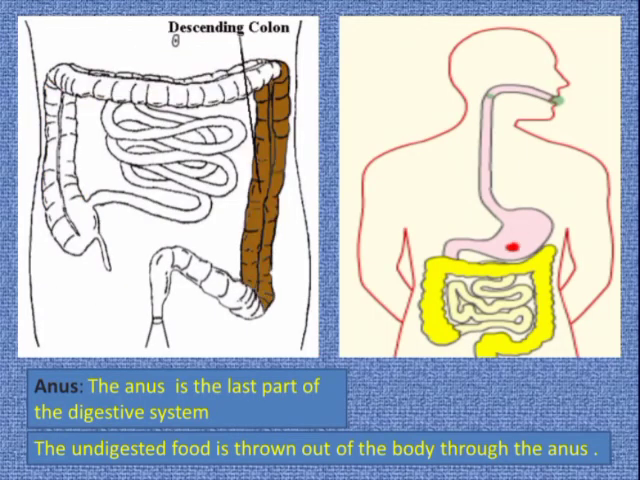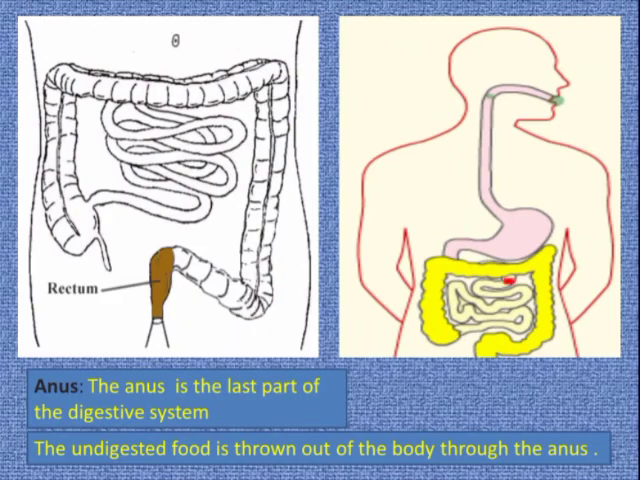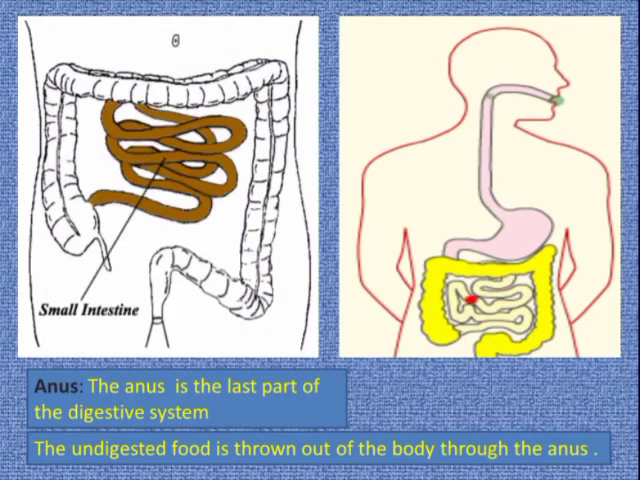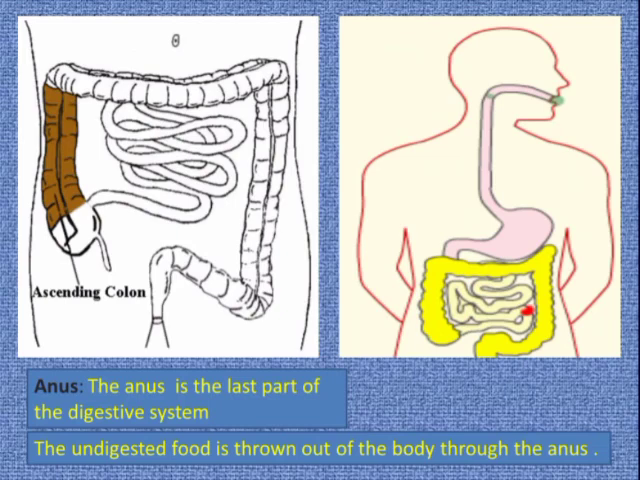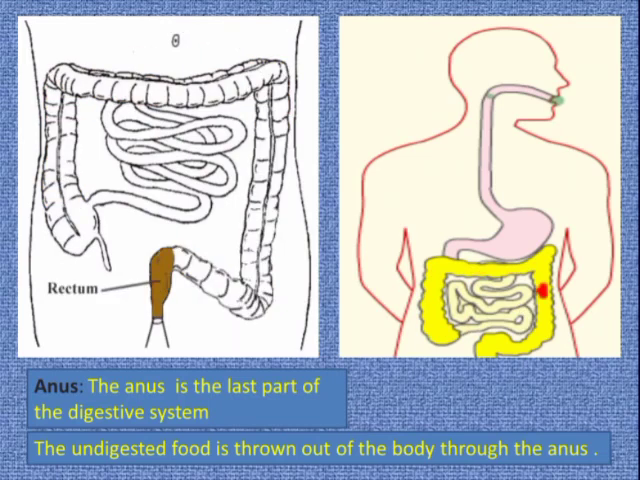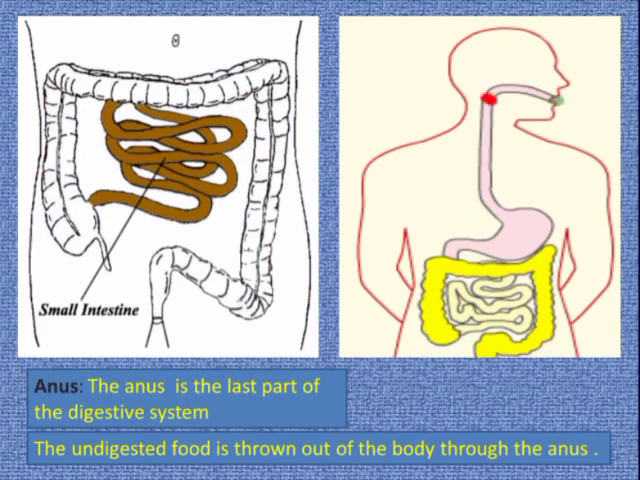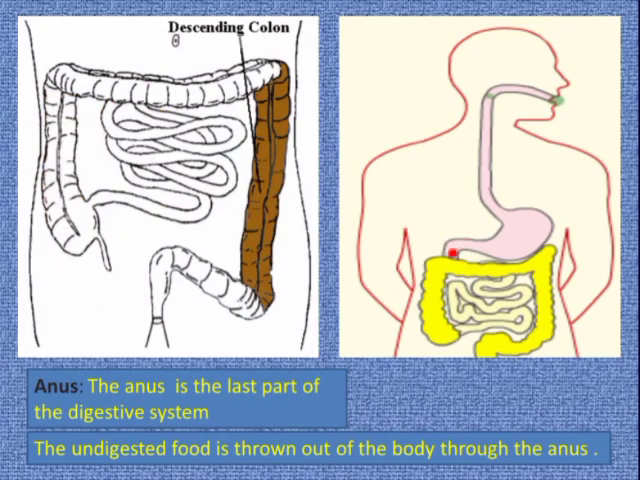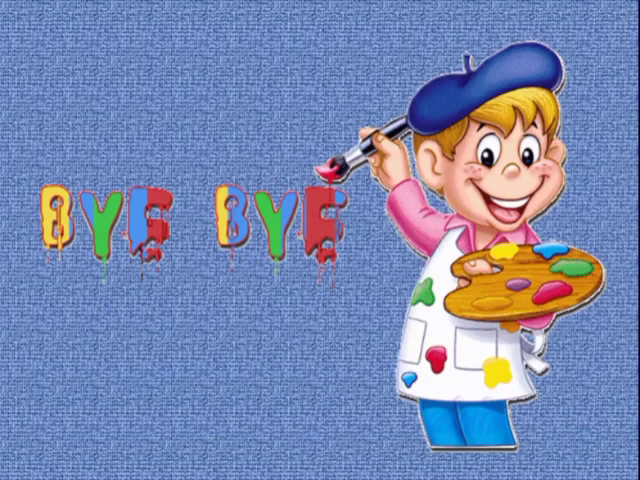Now, dear students, undigested waste is passed out of the body through the anus. The anus is the last part of the digestive system. The undigested food is thrown out of the body through the anus. Here you can see. That's all from my side.